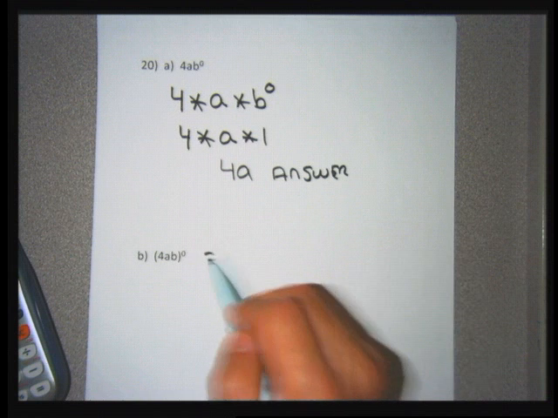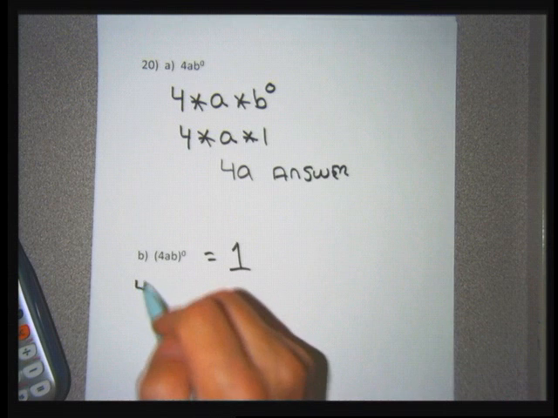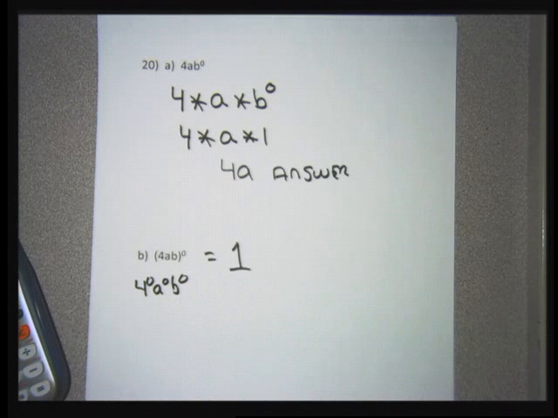And then part B, if the contents are in a parentheses with a 0 exponent, that's when you get a 1. Because this is really 4 to the 0, a to the 0, and b to the 0. I'm raising each thing to the 0 power. Everything in the parentheses needs to be raised to the 0 power, and so they all turn into 1. You get 1 times 1 times 1, which is 1.